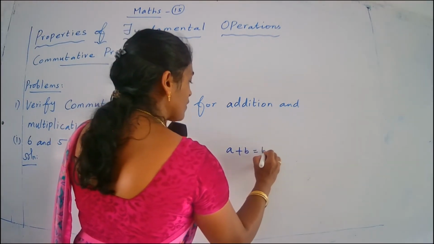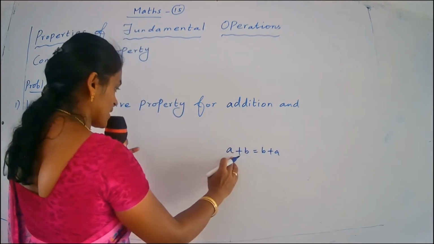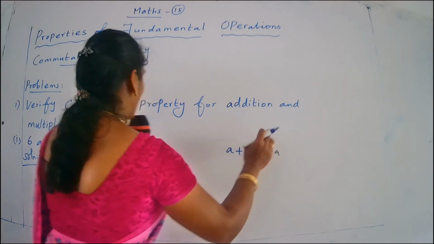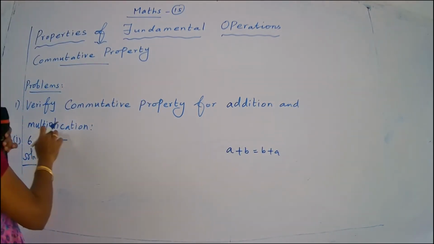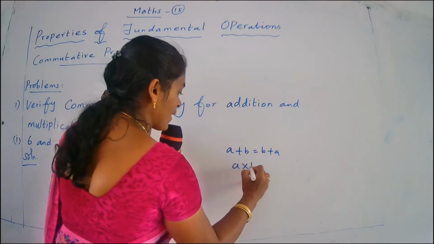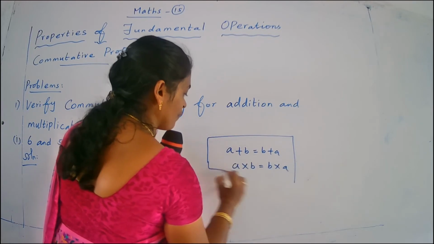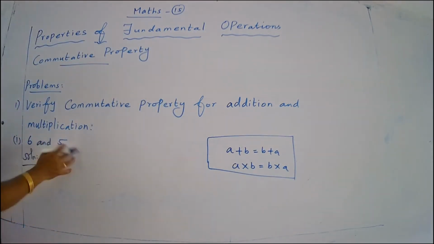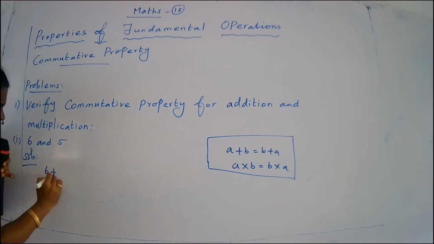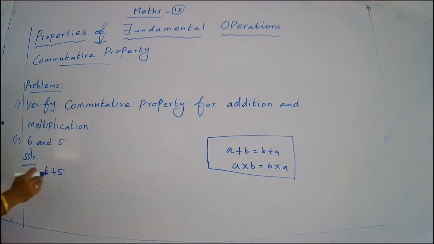Yes children, commutative property for addition is a plus b is equal to b plus a. Commutative property for multiplication, what's the rule? A multiplied by b is equal to b multiply a. Okay, that is the rule. Now here a is 6, b is 5. Now you find the value of a plus b, that means 6 plus 5. First of all you check commutative property for addition. So you write commutative property for addition.